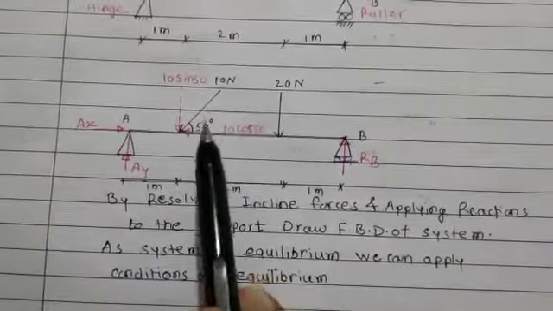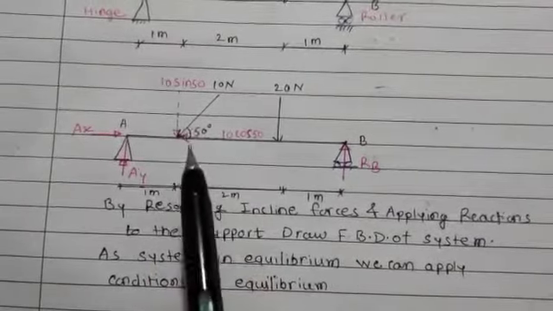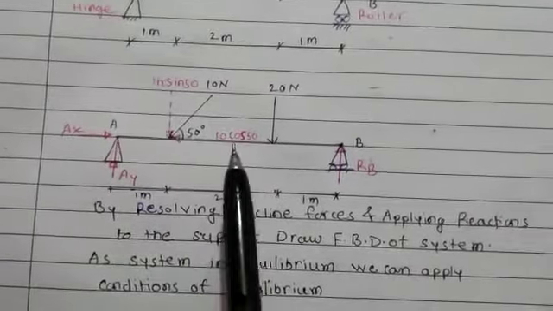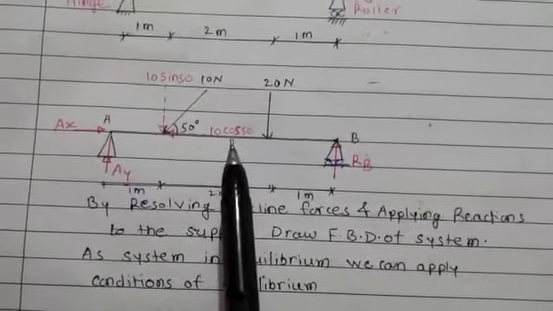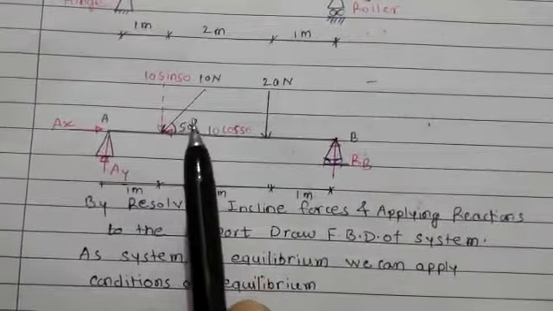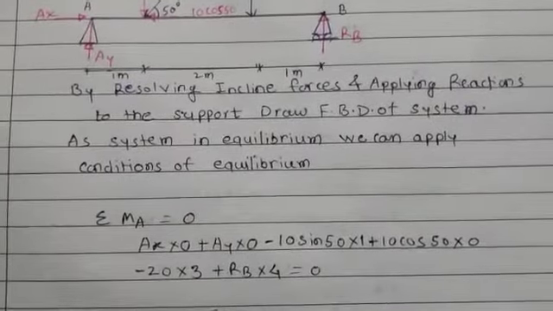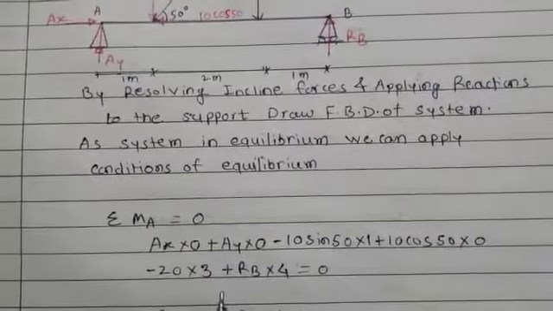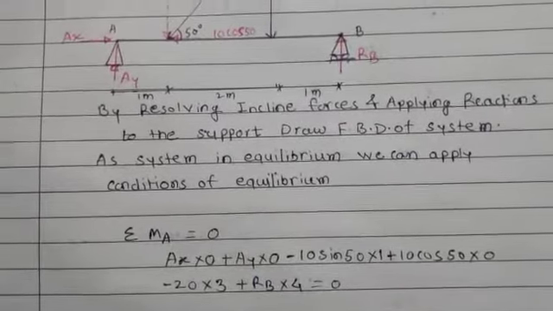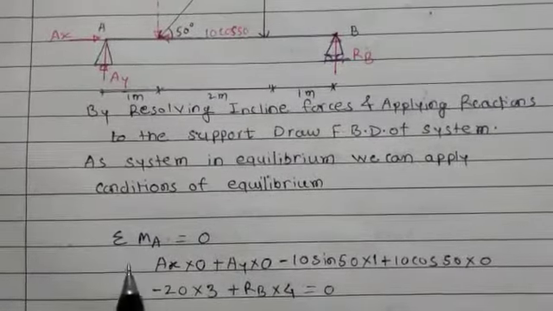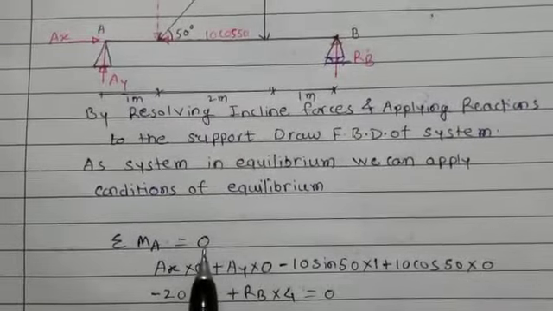And we have resolved this 10 Newton force into rectangular components. So here 10 sin 50 and 10 cos 50, these are the two resolutes of the 10 Newton force. Then we know the system is in equilibrium and hence we have to apply the conditions of equilibrium. So let us apply first condition of equilibrium, that is summation of moments about any point is equal to 0.